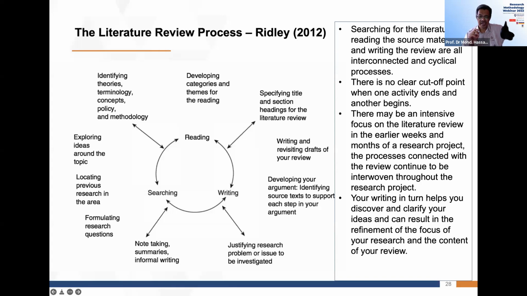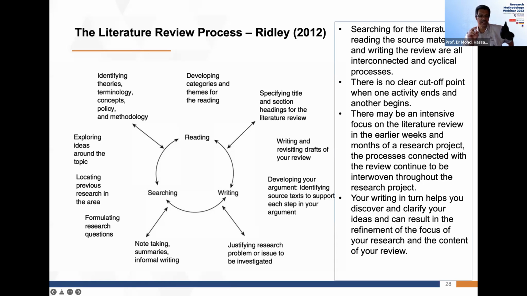And your writing in turn helps you to discover and clarify your ideas. Once you read and search, the moment you put it in writing, this is when it helps you to discover and clarify your ideas, and can result in refinement of the focus of research and the content of your review. So this is very important. My supervisor used to tell me, Hassan, read but write.